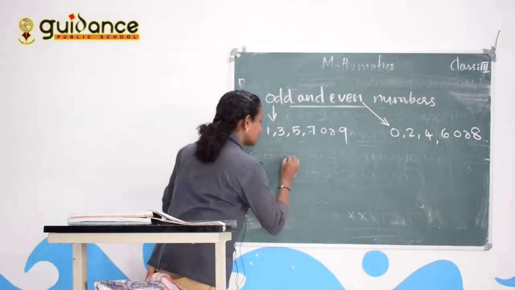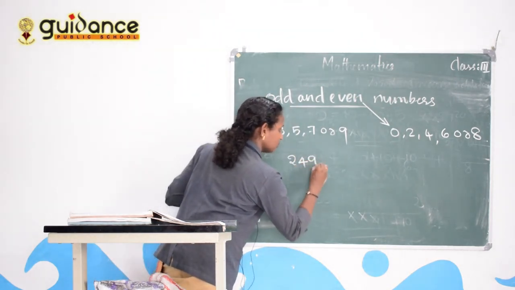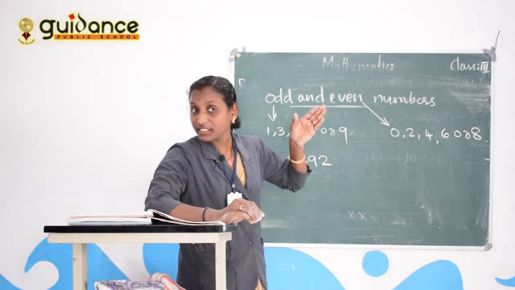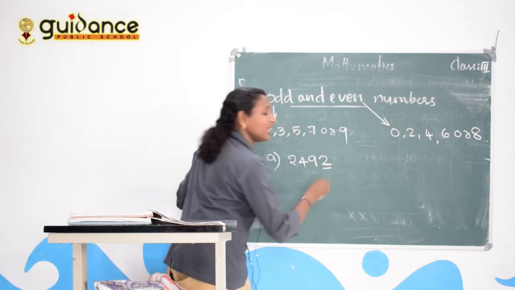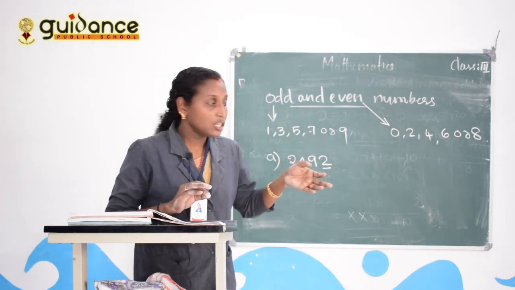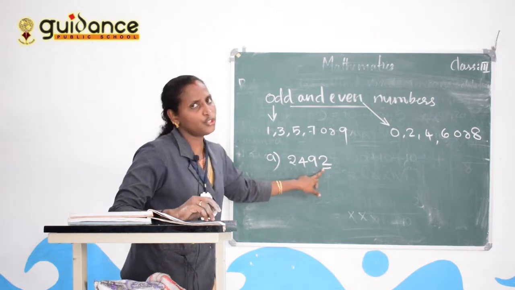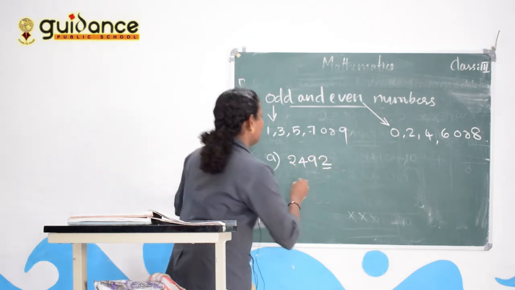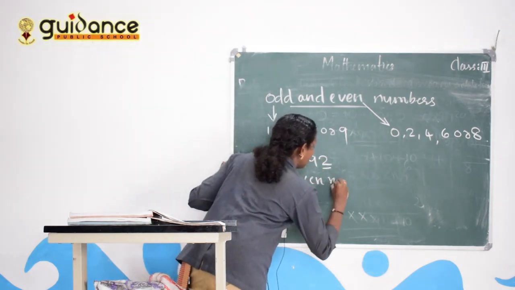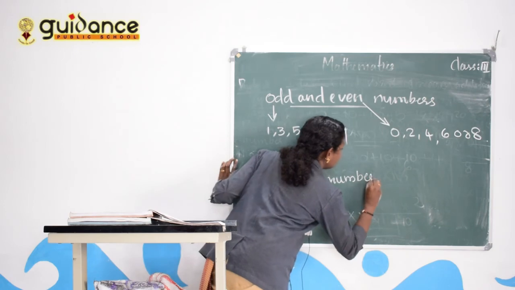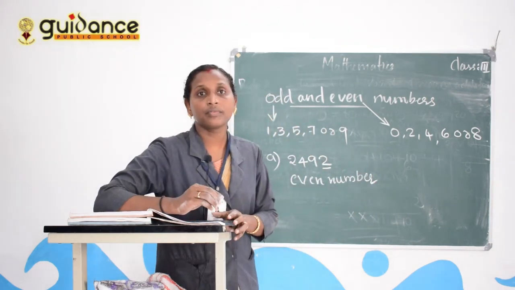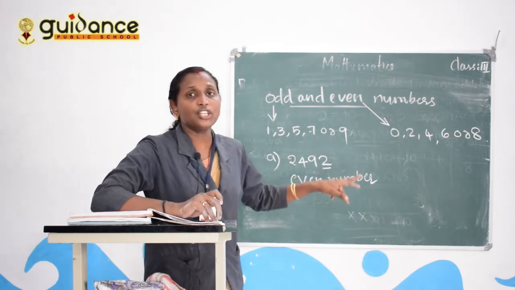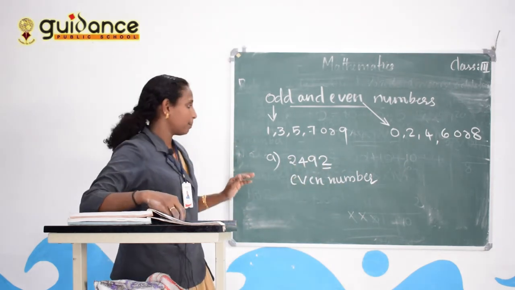So now if we look at this question, the number ends with which number? That means the number in the ones place. So look at the ones place. What is the number? 2. That means 2 is an even number. So this number is an even number. That means 2492 is an even number. The next.